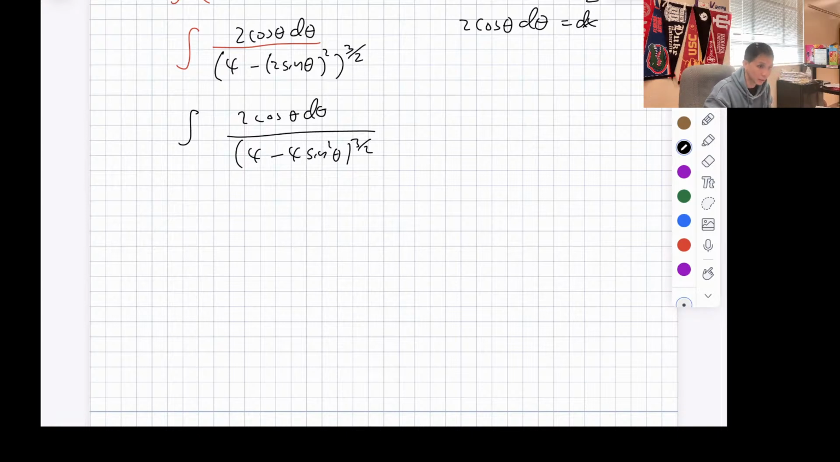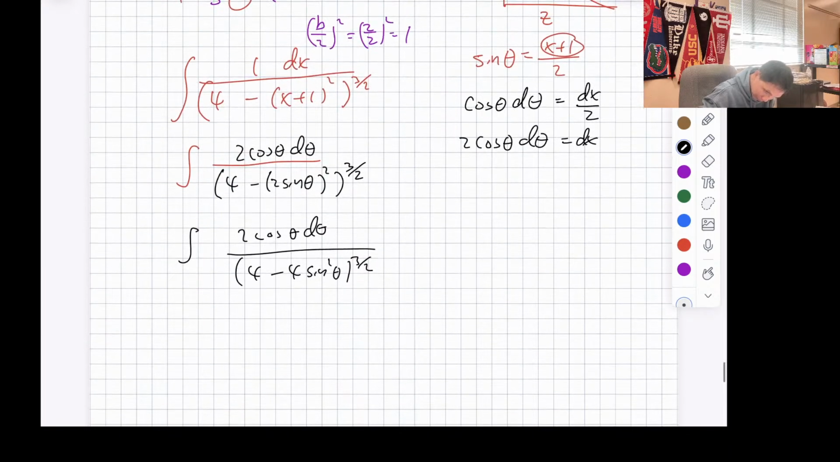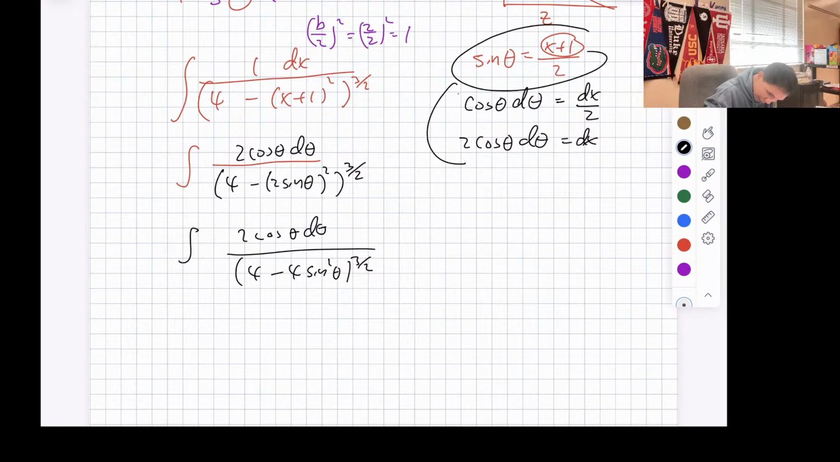Because sine theta equals x plus 1 over 2, right? So wouldn't it be 2 sine theta minus 1 equals x? Oh, it's plus 1. Okay, never mind. It's the same. If I move this, it's 2 sine theta equal to x plus 1. Is that okay? Yeah, he's right.